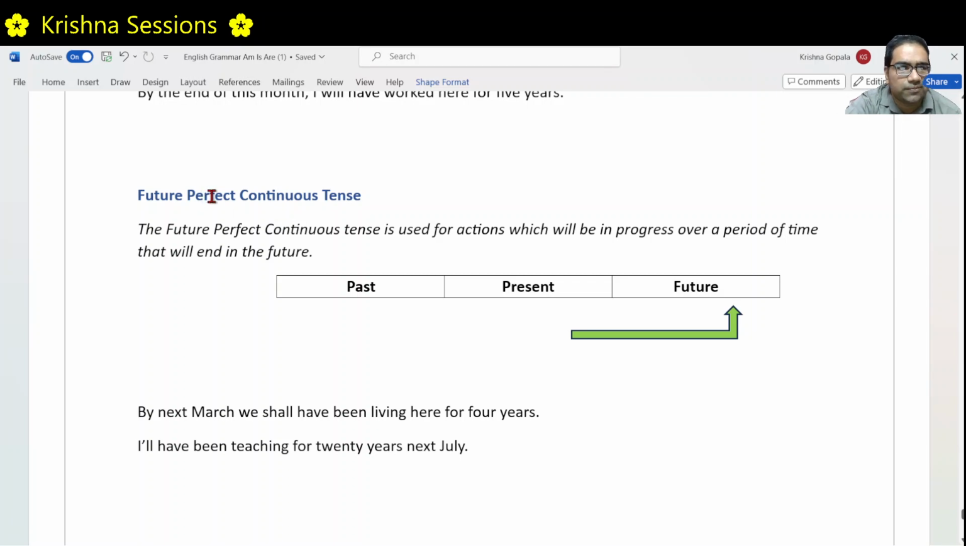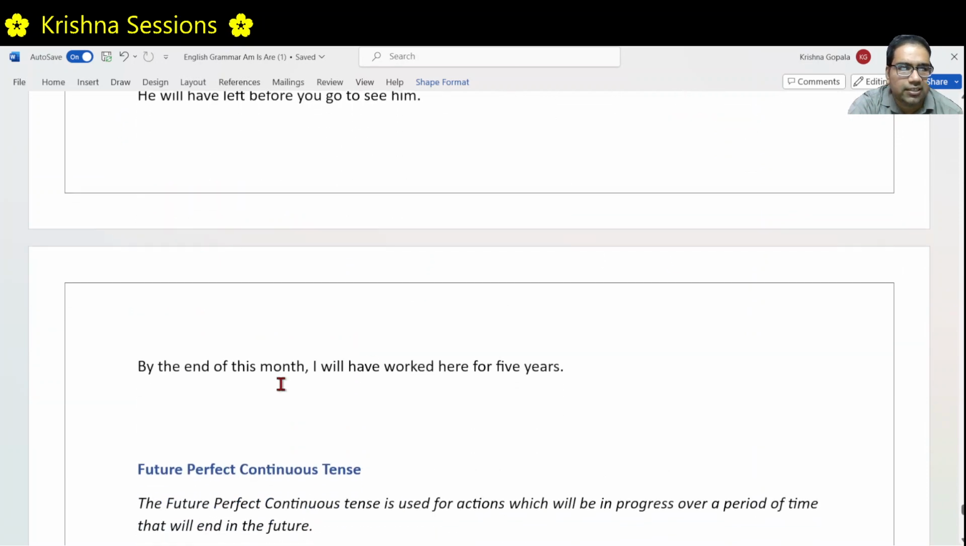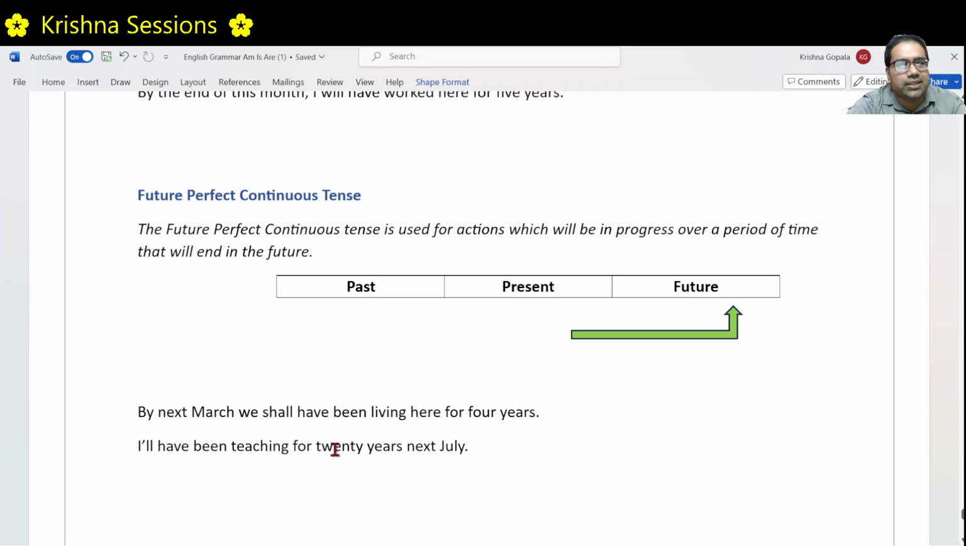But there is a specific time also. Like in future perfect, there is this red line, right? Here also there is that specific time, right? By next March, right? That specific time, there is a continuity and that will end by that time. That is future perfect continuous tense. I will have been teaching for 20 years next July. Next July is this point, and there's a continuity, and this person is continuously teaching till this point. That is future perfect continuous tense.